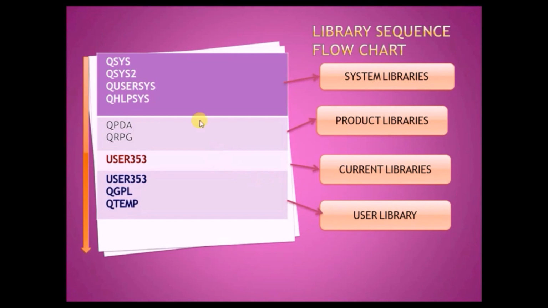So this is basically the flow diagram that shows the level of search of the library list. As you can see here, all these four libraries that we just discussed before have been ranked in the order of their search hierarchy. So as you can see, system library is the first one to be searched, followed by product libraries, then followed by current, and finally user library is the last one to be searched.